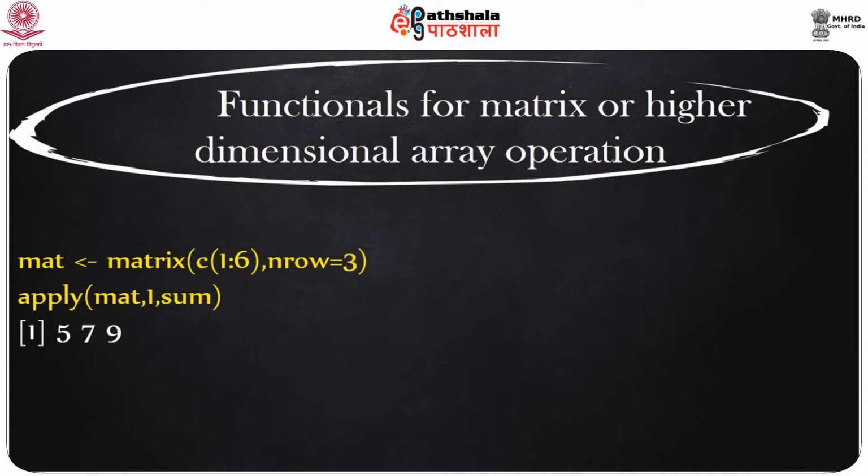As is pretty obvious, if we substitute sum with the prod function, that is product, that is, if we want to know the product of the elements corresponding to the rows of the mat matrix, then we will get the outputs that have been shown here. Here sum is just replaced by product. So, this is how the apply function works.